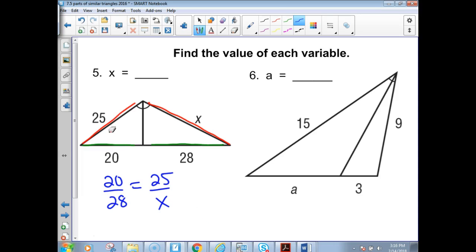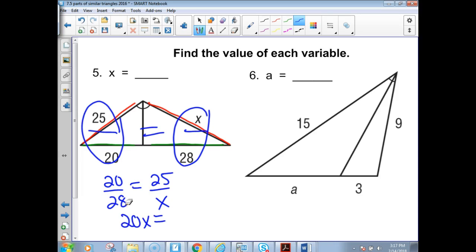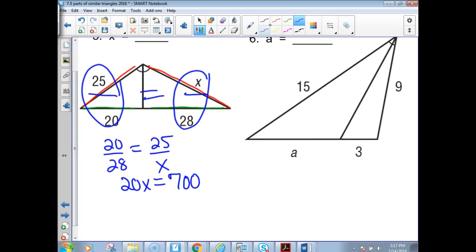If you like to look at it like this, here's a good way to write it as well. See what I'm thinking? That works. But I still have what Cadence said, and I've got 20 across from X. So I've got 20X. 25 is across from 28. Multiply that and get 700. And then I divide by 20. And I get 35. All right, good job.